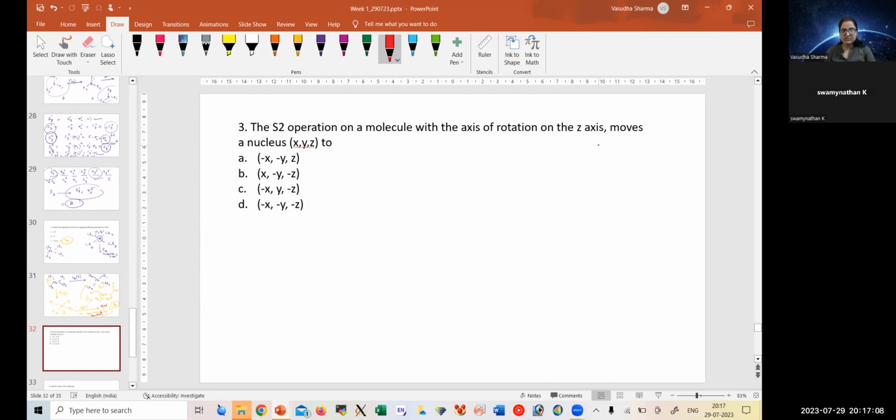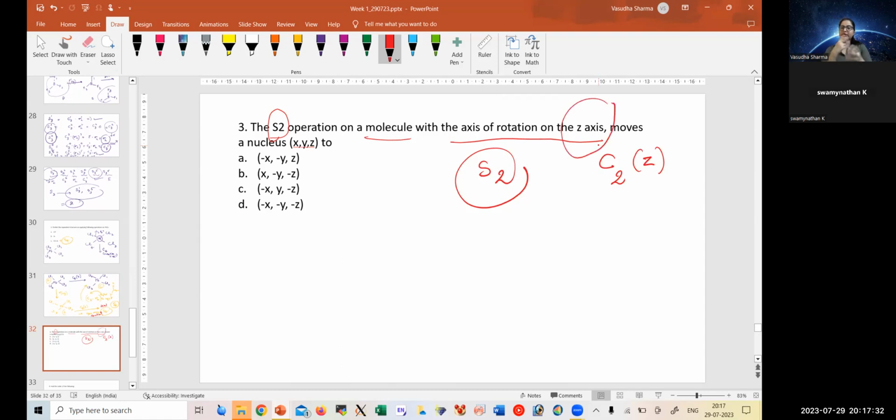So what operation is it telling? That is S2. We know that S2 is an improper axis of rotation on a molecule with the axis of rotation along the Z-axis. That means, if I'm talking about S2, what would be the axis of rotation corresponding to it? It would be C2, and the sigma perpendicular. So C2 along the Z-axis, that they have also defined.